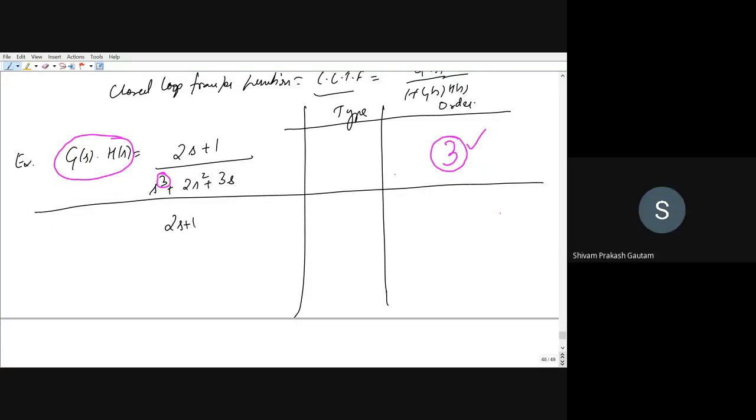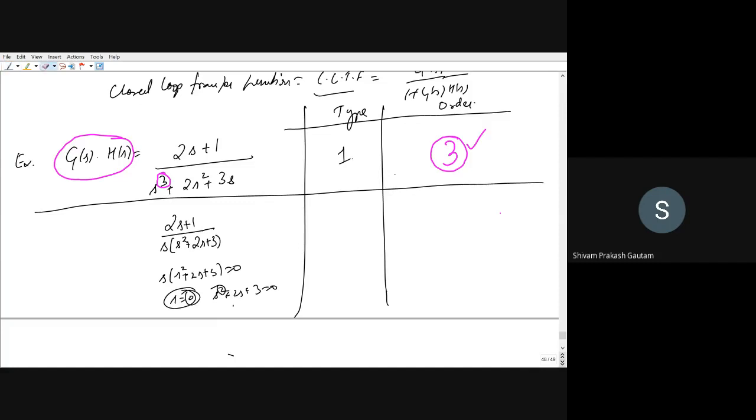Because if you take 2s plus 1, right now you cannot see how many poles are at origin, but if you take s common from the denominator, this will be s square plus 2s plus 3, right? And if you equate the denominator equal to 0, s into (s square plus 2s plus 3) is equal to 0. s will be equal to 0, so one pole is at origin, and s square plus 2s plus 3 equal to 0, if you further solve this, will give complex poles. So the two poles are not at origin, but only one pole is at origin. So the type of the system is 1.